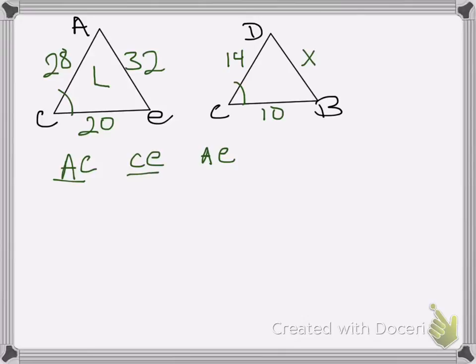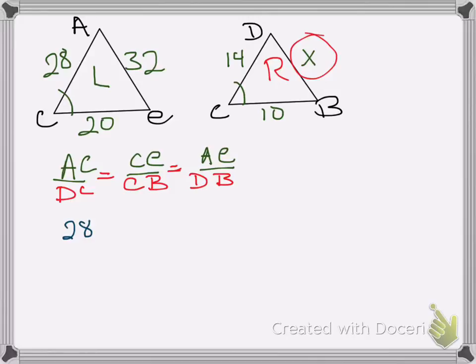If I put those on top of the smaller triangle from the right side, well, DC, CB, DB. There's my proportion. That's what we know now. Now that I know all this information, it should be fairly easy to solve for BD, the X over there. To do that, let's plug in our numbers.